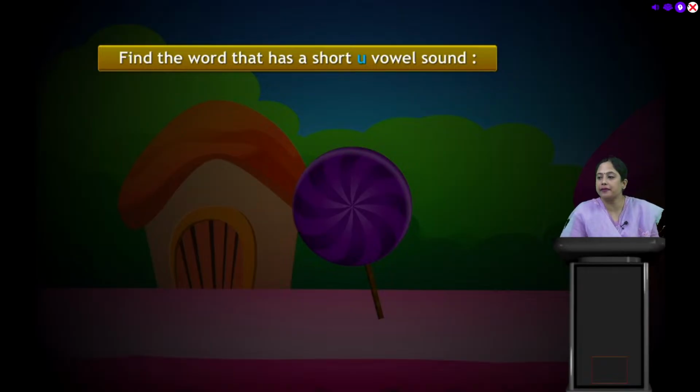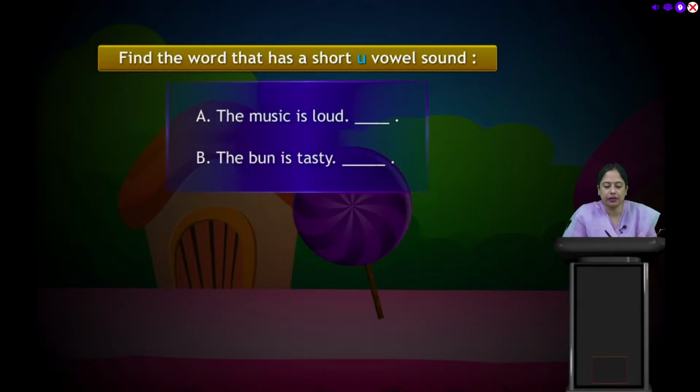We come to one more activity. You need to find a word that has a short U vowel sound. The music is loud. The bun is tasty. A word that has a short U vowel sound. Come on. The music is loud. The bun is tasty. In all these words, you see there is a short U vowel sound. Which is that word which has a short U vowel sound? Everybody, come on. Everyone.